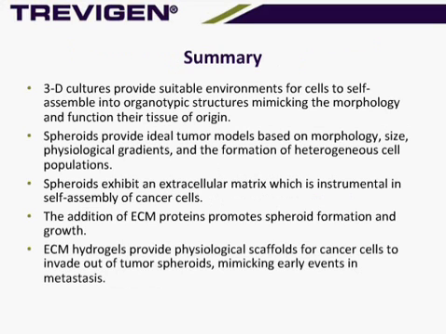Spheroids exhibit an extracellular matrix which is instrumental in self-assembly of cancer cells. The addition of ECM proteins promotes spheroid formation and growth. And ECM hydrogels provide physiological scaffolds for cancer cells to invade out of tumor spheroids, mimicking early events in metastasis.